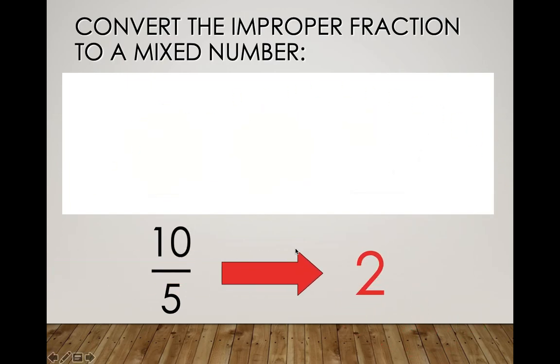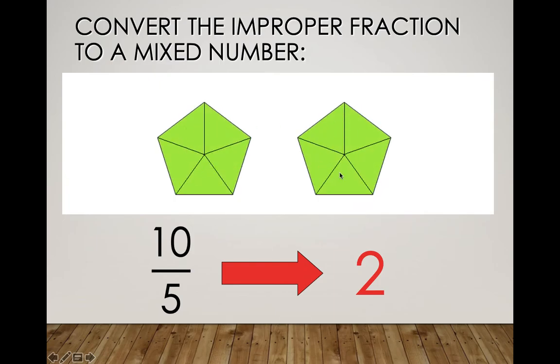Okay. Now you might just have a whole number, 10/5 here. You can see we have 5 plus 5, we have 10, so we have no remainder. So we don't have to write 2 and 0 over 5, it's just 2.